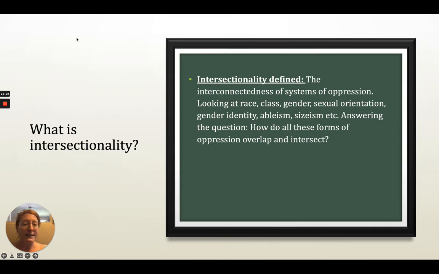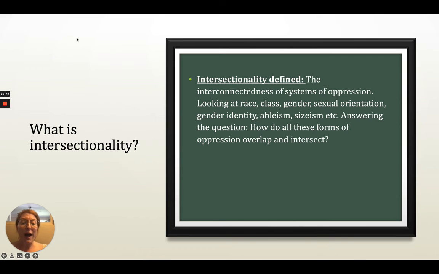It's the interconnectedness of systems of oppression, looking at race, class, gender, sexual orientation, gender identity, ableism, sizeism, as well as other isms and identities, and answering the question, how do all of these forms of oppression overlap and intersect?